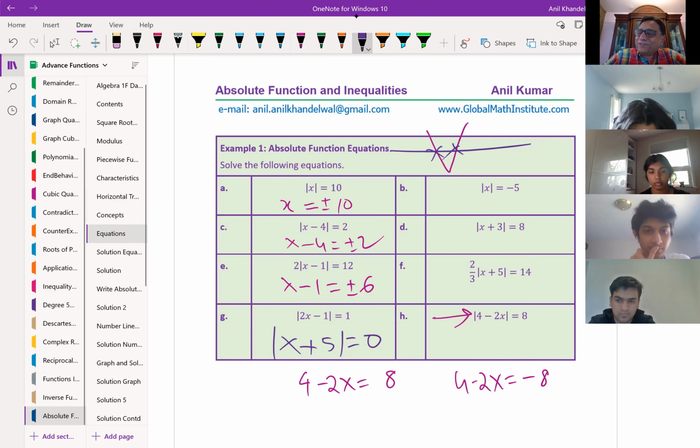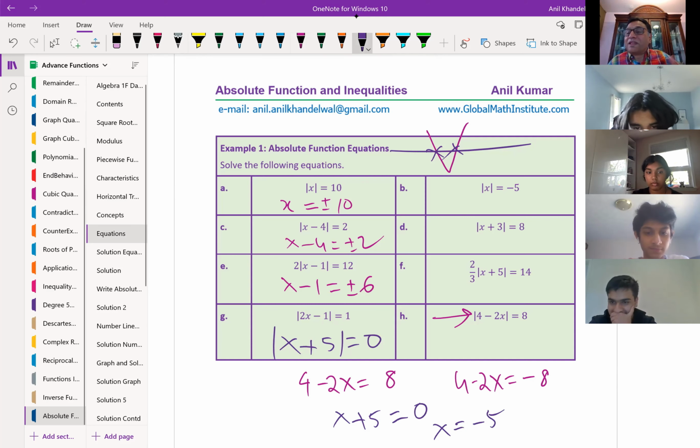Plus minus 0 means 0 only, right? So what is the answer? Is it undefined? No. x plus 5 equals 0. Solve it. So would x be -5? Yeah. Simple. So except for when it is 0, you got one answer.